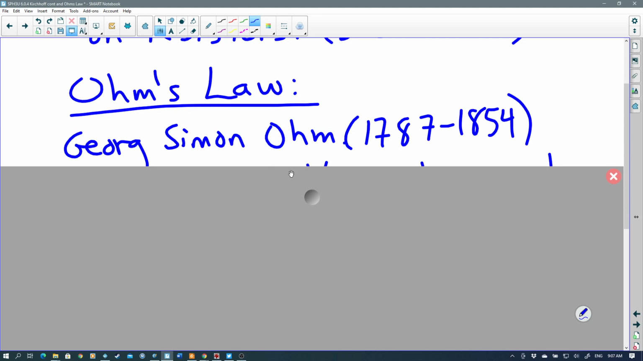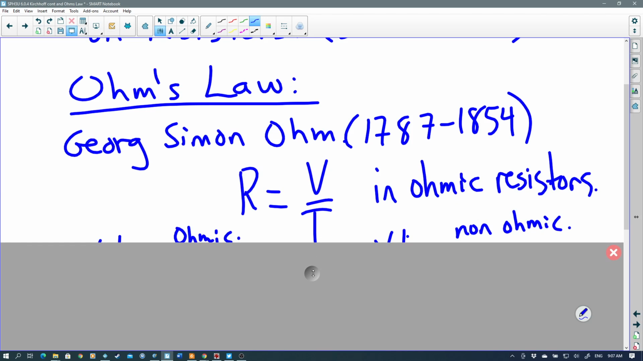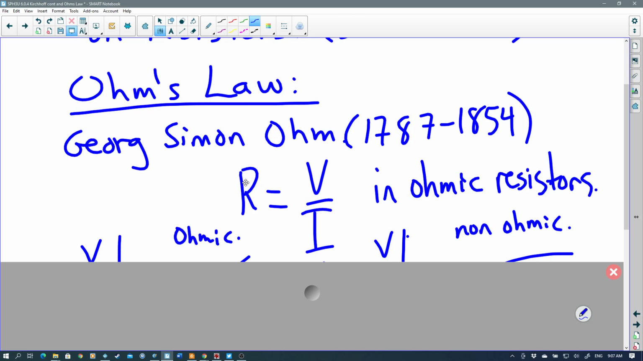The last thing I'd like to talk about today is Ohm's Law. This was also something that you were kind of investigating during the lab that we did. Ohm's Law is named after Georg Simon Ohm. And if you look at his lifespan here, this is still quite a long time ago. So these were giants in science if we're still using a lot of their laws. Basically, we've already talked about this, that resistance is equal to voltage over current.